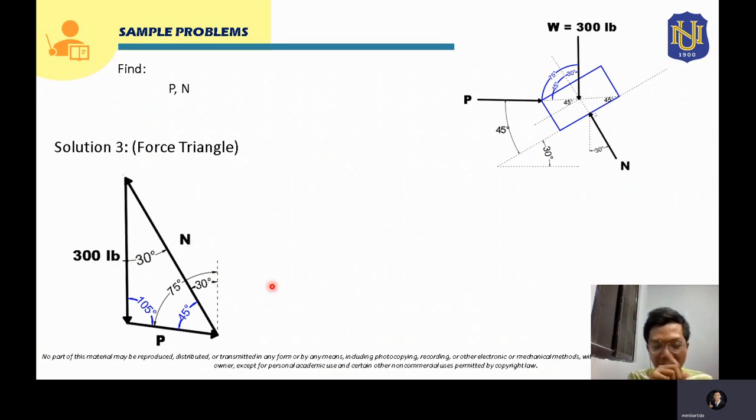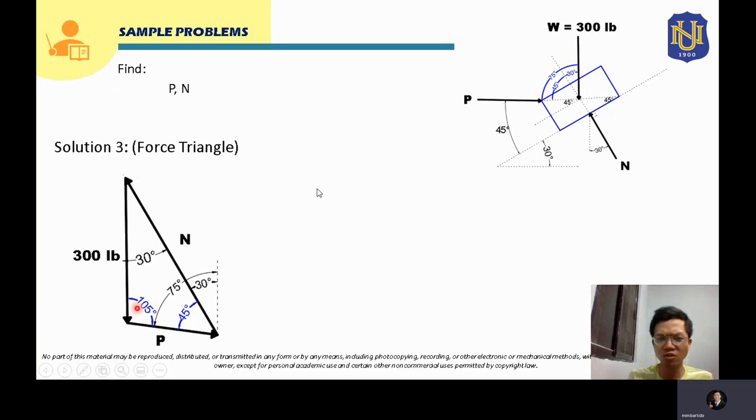Okay, so we will analyze the angles here. Since N is 30 degrees from the vertical, this should also be 30 degrees. And since P is 75 degrees from the vertical, if we subtract 75 degrees and 30 degrees, it will give you this angle, so this is 45 degrees. Since this is 45 degrees and this is 30 degrees, the remaining angle will be 180 minus 30 minus 45 degrees, so it will be 105 degrees.